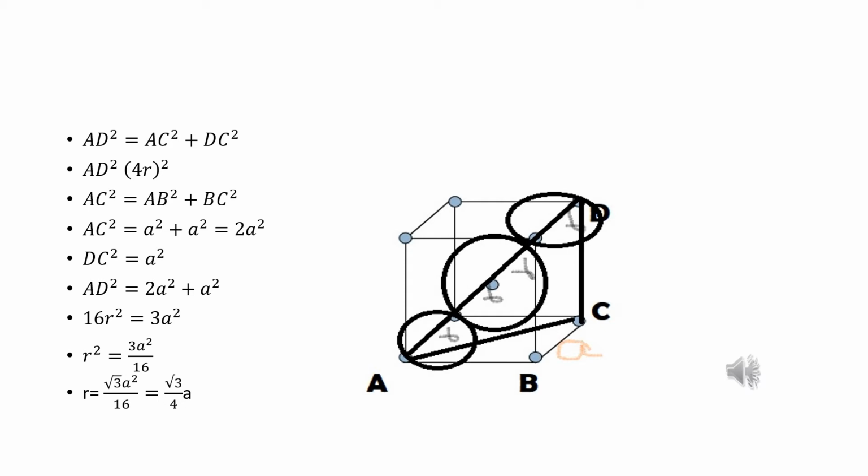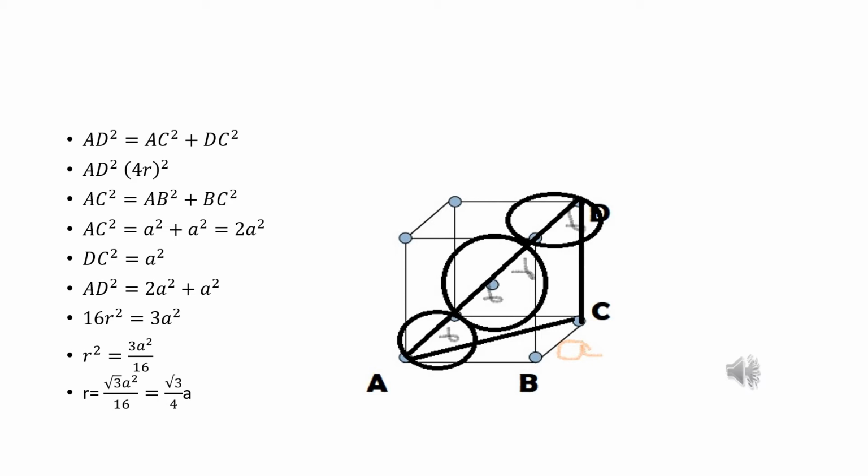Now we take the ACD triangle. AD square equal to AC square plus DC square. What is AD square? Radius of sphere is r. So 4r are there. So AD square equal to 4r the whole square. AD equal to 4r, AD square equal to 4r the whole square.